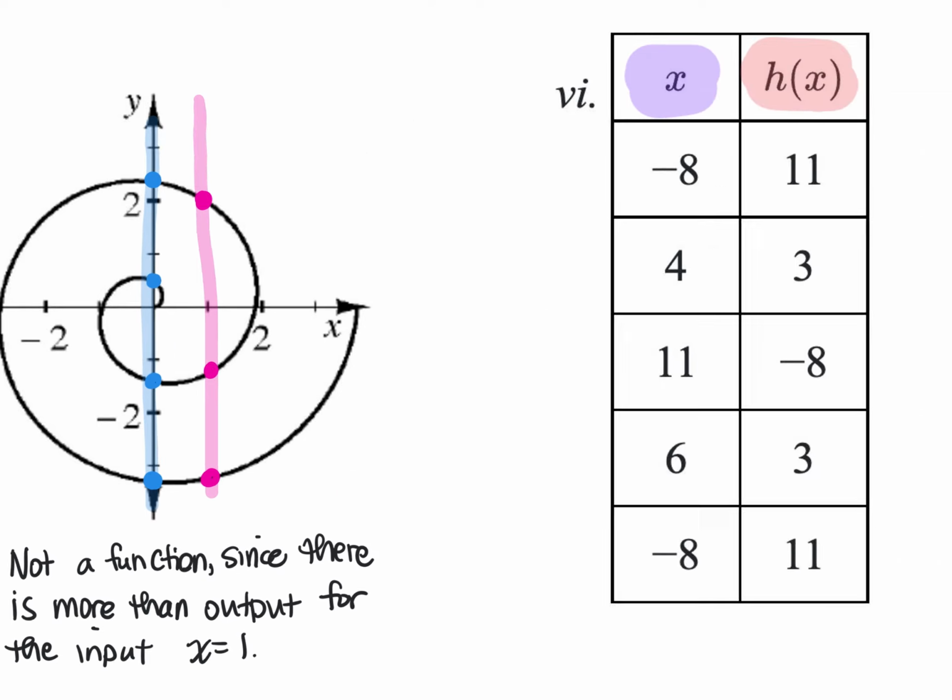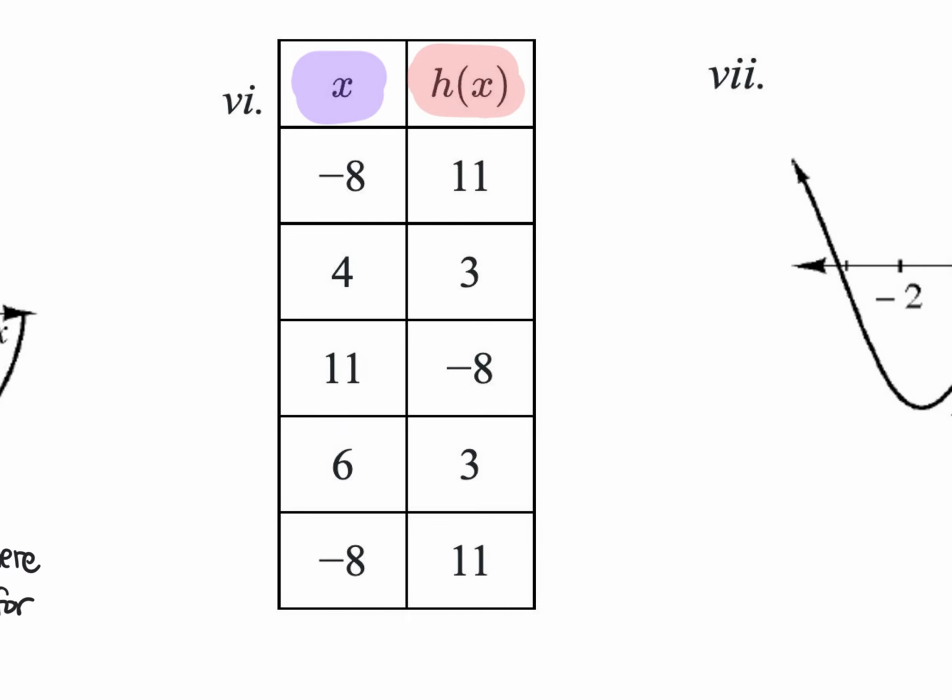All right, let's try the table now. So I'll just go through and do what we did the last time we looked at these. So I see -8 here. -8 results in an output of 11. So if -8 shows up anywhere else in this table, which it does, in order for it to be a function, it has to result in an output of 11, which we see happening.